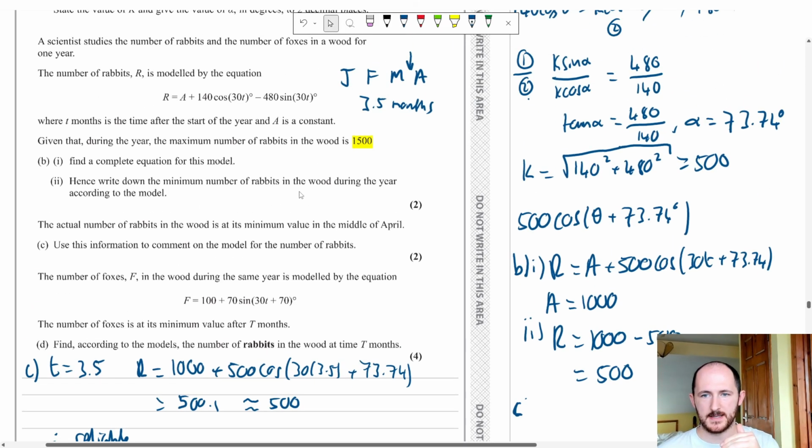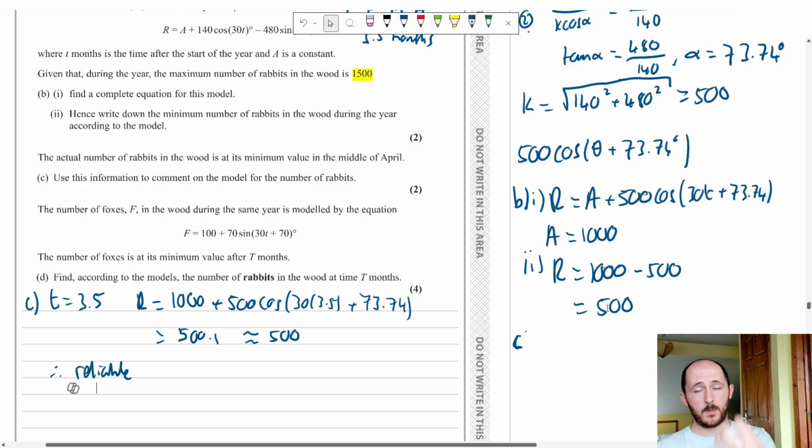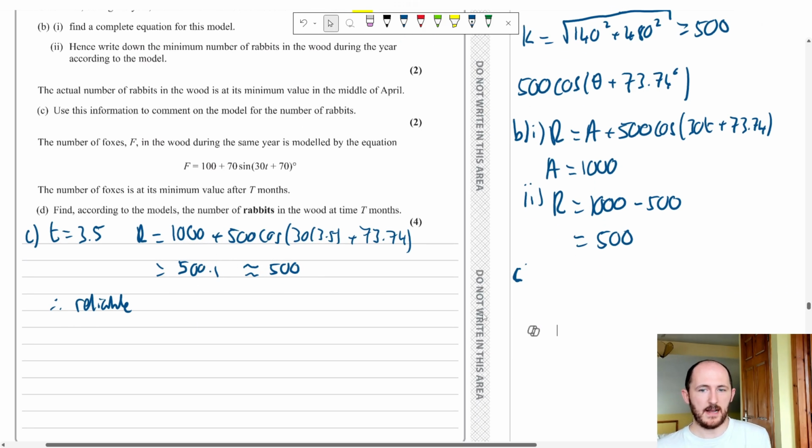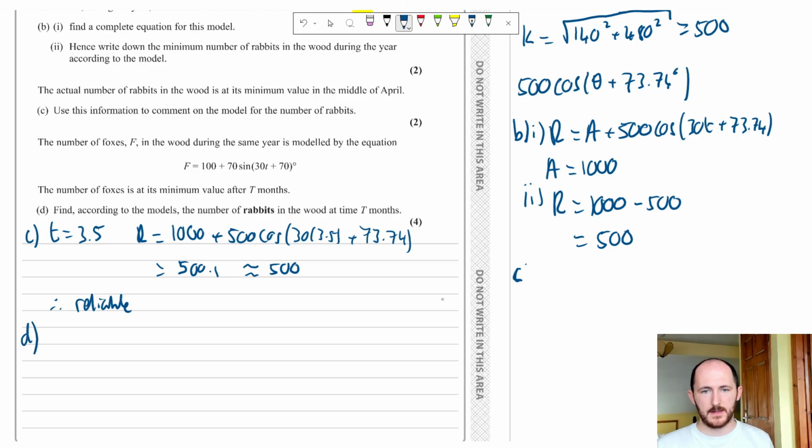So the minimum according to the equation is 500, and the minimum number of rabbits is in the middle of April, and we got the minimum value of 500. So because those two values agree, then it is a reliable model.